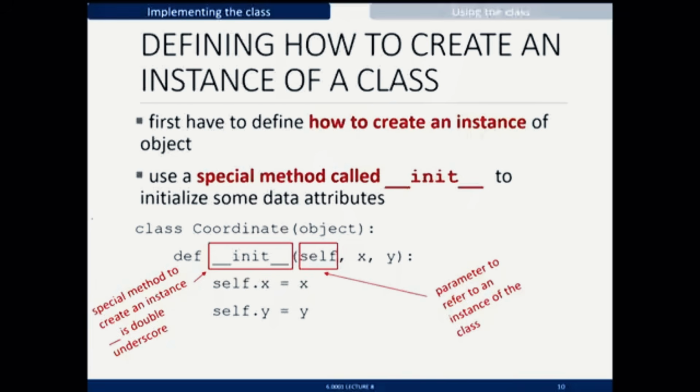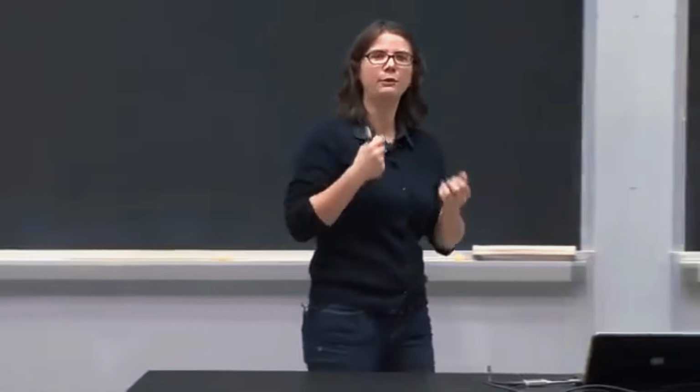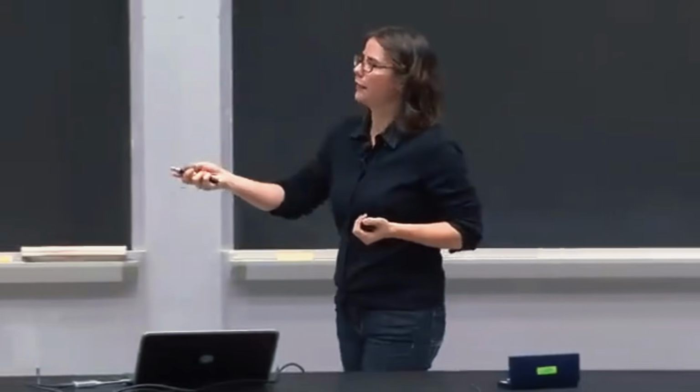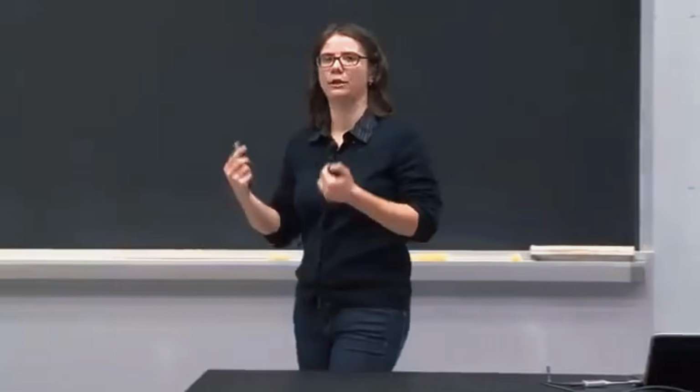The self is going to be a parameter, when you define this class, that represents a particular instance of the class. Okay? We're defining this coordinate object in a general way. We don't have a specific instance yet, because we haven't created an object yet. But self is going to be a placeholder for any instance when you create the object.